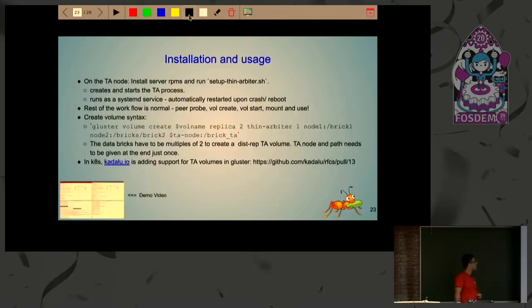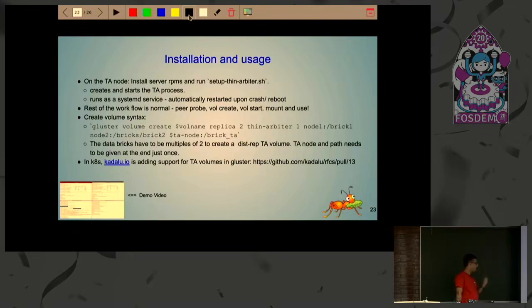So installation and usage is pretty simple. On the Thin Arbiter node, you'll have to install the server RPMs and run a script to start the Thin Arbiter process. Once you have that done, then you can peer probe and create normal volumes, which are replica 2, using the syntax called gluster volume create. I'll show this in a demo.